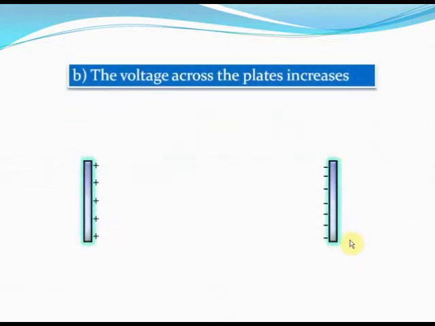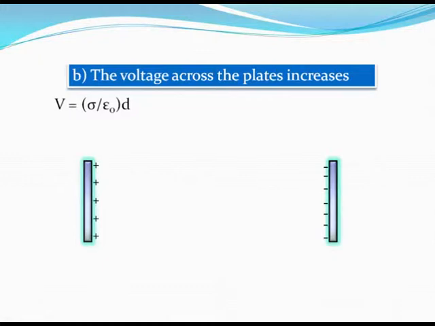The voltage across the plates increases. Now we already know, in fact we just derived, that the net voltage or the net potential difference between the capacitor plates is sigma by epsilon naught into d, isn't it? After all, we had calculated that the net electric field inside a capacitor is sigma by epsilon naught. So we had said that V is E into d, that is sigma by epsilon naught into d.